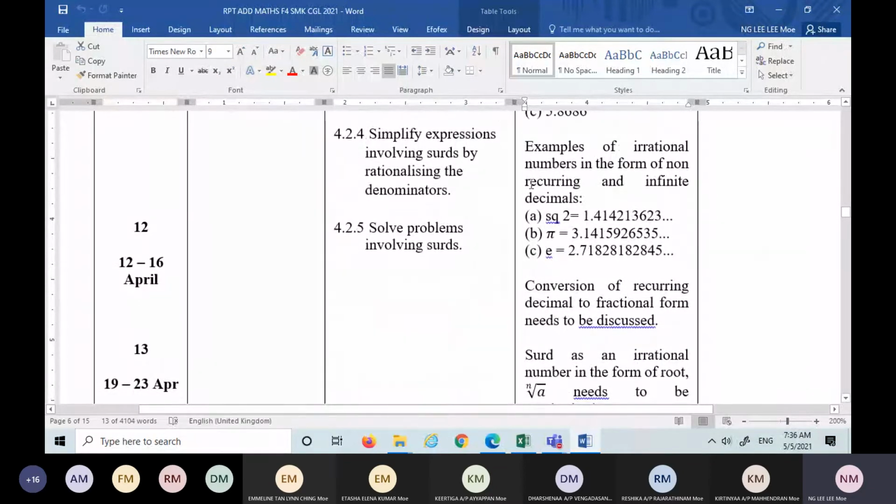Example of an irrational number. This is not a rational number, it is an irrational number. It is in the form of an infinite decimal and non-recurring. This type of decimal is an irrational number. We start with the first one, the square root of 2, then pi and the exponent. The pi and exponent are irrational numbers, not surds, and the rest will be surd numbers. So this is what we have learned yesterday.